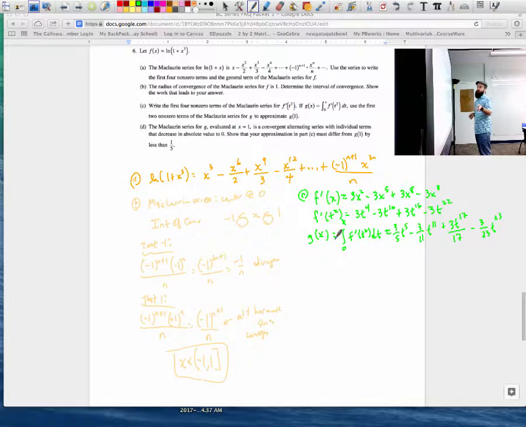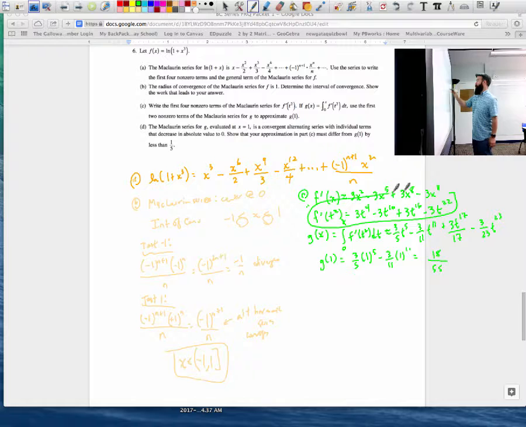So it says use the first two non-zero terms of this to approximate g of 1. So g of 1, using the first two terms of this, would be 3/5 times 1 to the 5th minus 3/11 times 1 to the 11th. So that's 3/5 minus 3/11, which is what, 55? That's 33 minus 15, so that's 18 over 55. Sounds right to me. All right, so here's that. This was an answer here.